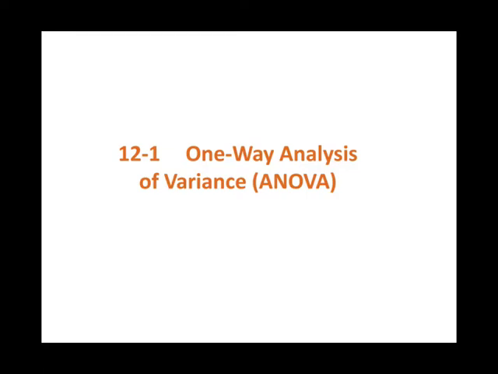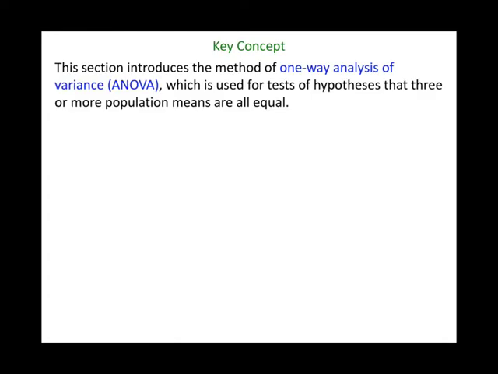Session 12.1: One-Way Analysis of Variance. This session introduces the method of one-way analysis of variance, which is used for tests of hypothesis that three or more population means are all equal. So for these sessions, we are working on the hypothesis test and we only focus on the population means. And we want to test if all the population means are equal to each other.